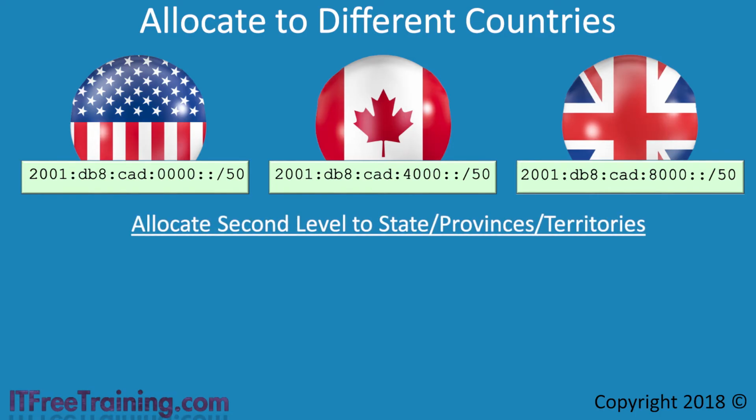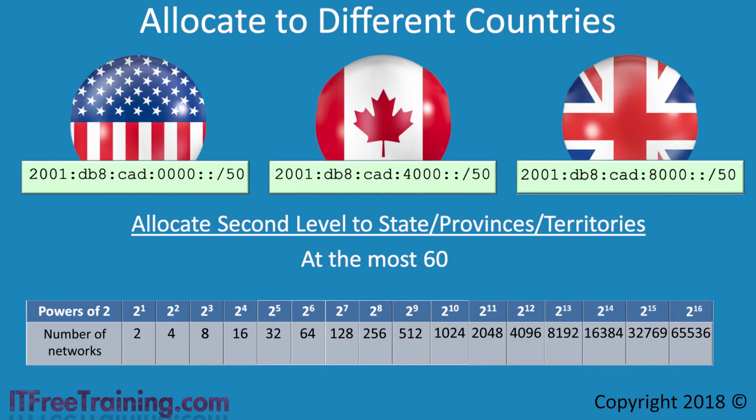Now that a subnet has been allocated to each country, we'll next allocate subnets to be used for states, provinces, and territories that each country may have. In order to do that, we need to evaluate how many networks our company will require for additional subnets. In our example, we'll assume that the most we need is 60. We'll be heading back to the powers of 2 table again. Looking at the table, we can see that for 60 networks, we would want to use 6 bits, which in the table shows 2 to the power of 6 is 64.